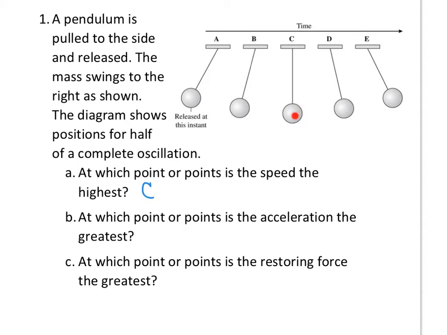Here, you're going to have no net force because it's in equilibrium, so acceleration will be 0. When you come out here, even though your velocity is 0, it has the greatest amount of net force. So where your net force is greatest, your acceleration will be greatest, so A and E. And going along with that, the restoring force is going to be greatest where the acceleration is greatest, because we know that force equals mass times acceleration, so force and acceleration are directly proportional. So the force will be the greatest at the same points acceleration is, A and E.